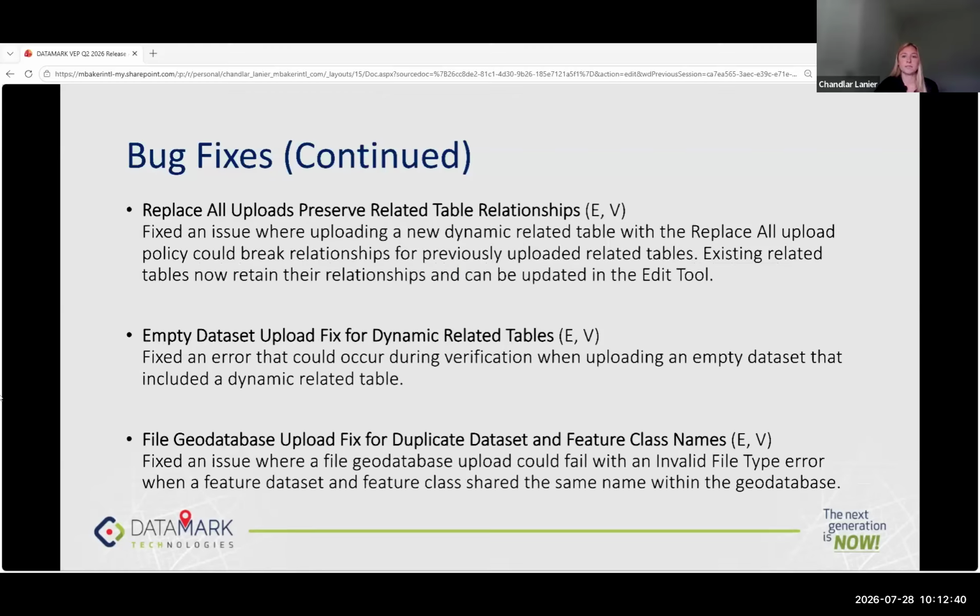And our last group of bug fixes, we had an issue where replace all uploads for dynamic related tables could break relationships for previously uploaded related tables, and that's been fixed, and those existing relationships are preserved. We also resolved an error that came up during verification when uploading an empty data set that included a dynamic related table. And then lastly, we found an issue where file geodatabase uploads could fail with an invalid file type when a feature data set and feature class shared the same name. So that edge case is handled.